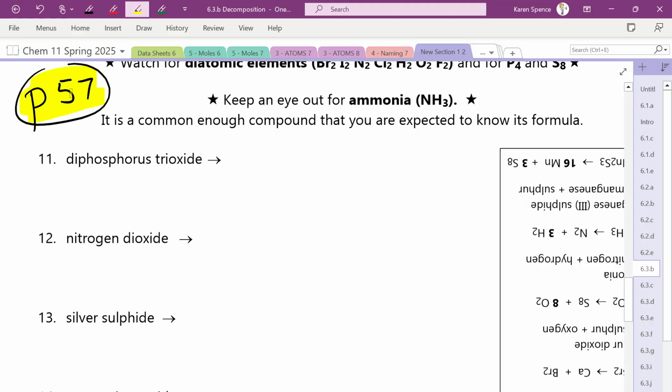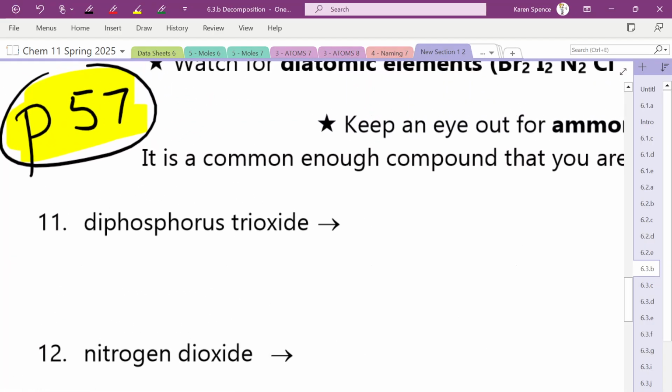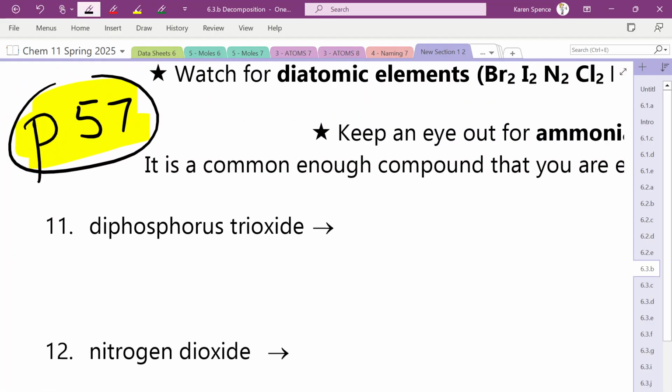Okay? So here's our name, diphosphorus trioxide. All right, so we're going to have a P2 and an O3. And then, remember, I've got a compound. What can I do with a compound? The only thing we can do with a compound is separate it. So we're going to separate it into its elements. We've got a P and we have an O.